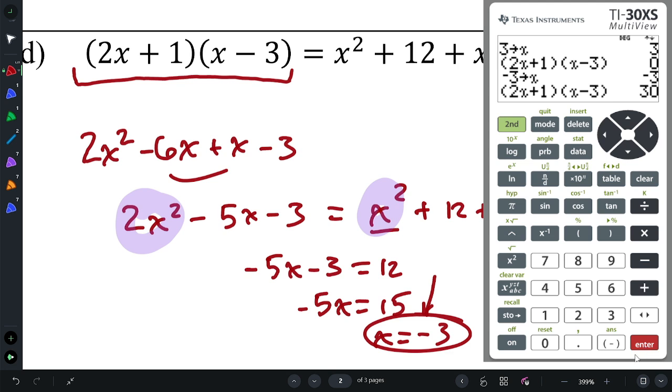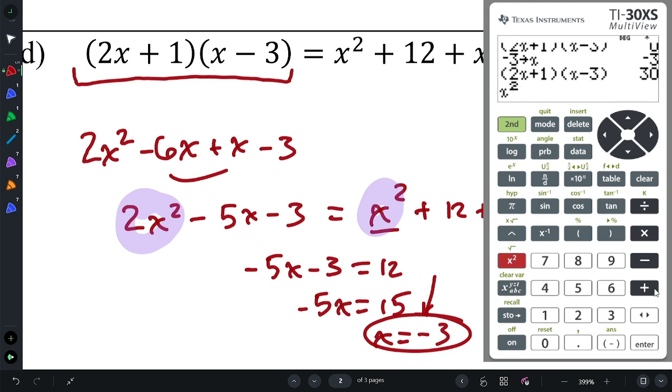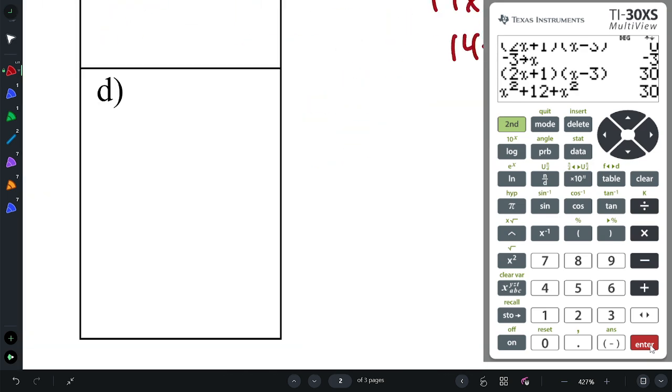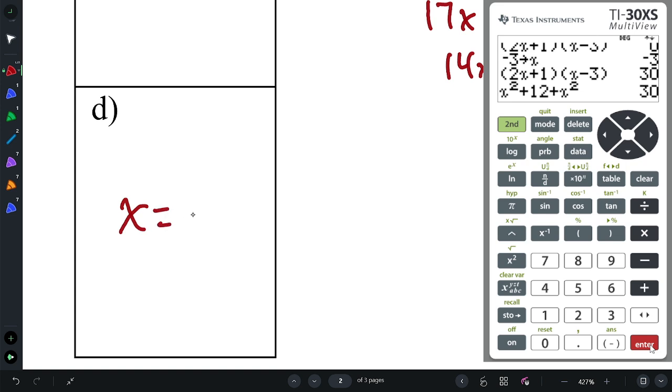Okay, what's nice about that is it's believable. Over on the other side, I'm going to have x squared plus the number 12 plus an additional x squared. And when I do that, I get 30. Perfect. That means happiness can abound. It is the case that for D, x was a -3.